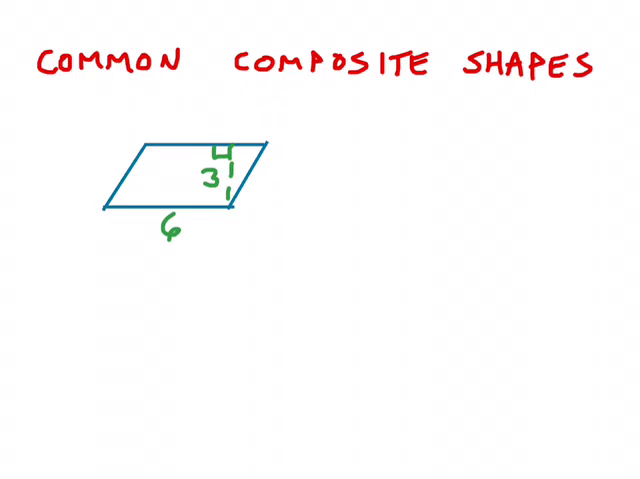That might help me, for example, if I knew in the case of this parallelogram that it had a base of 6 and a height of 3. If I remove that triangle on the side and place it on the opposite side, well, now I have basically a rectangle with a base of 6 and a height of 3. So I discover that the area of this parallelogram is just 6 times 3. So it can make life really easy.